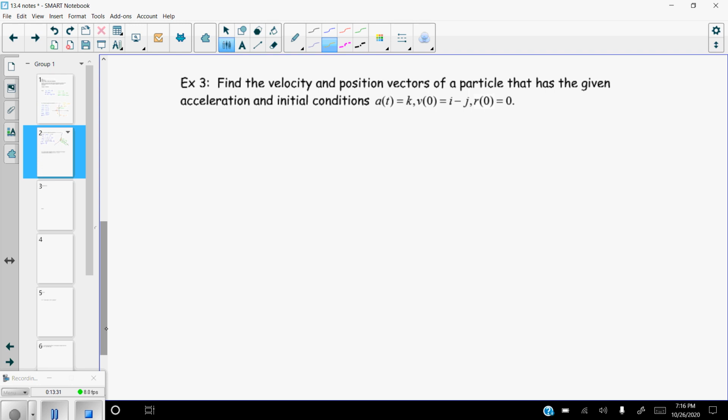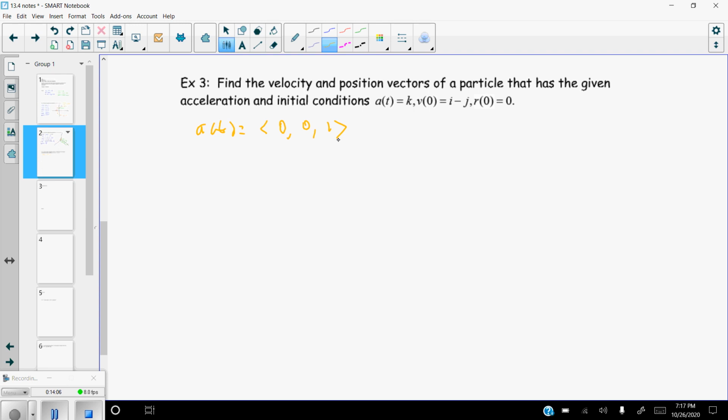This time it says find the velocity and position vectors of a particle that has the given acceleration and the initial conditions that a of t equals k, v of 0 equals i minus j, and r of 0 equals 0. So now we're starting off with the acceleration. And the acceleration is that a of t equals k. Well, k is obviously the z component, so it looks like it's going to be a 0, 0, 1 vector. That's what a of t is.